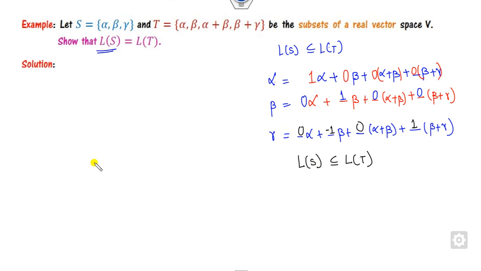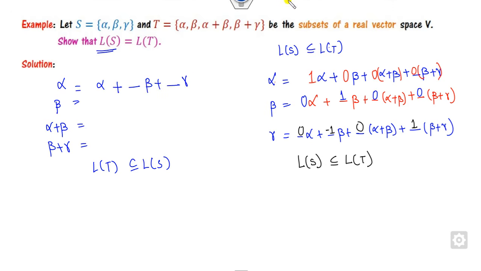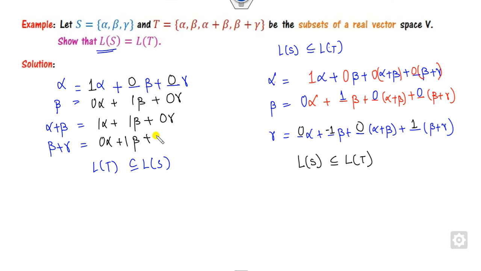On the other hand, how do you prove that L of t is a part of L of s? We can start from the t, that is alpha, beta, alpha plus beta, and beta plus gamma. Can you write these values in terms of the s, which is alpha, beta, gamma? I can write this as 1, this as 0, this as 0. Can you write this as 1 alpha, 1 beta, and 0 gamma? And similarly for the last one. So from here, both these results give L of s equals L of t.